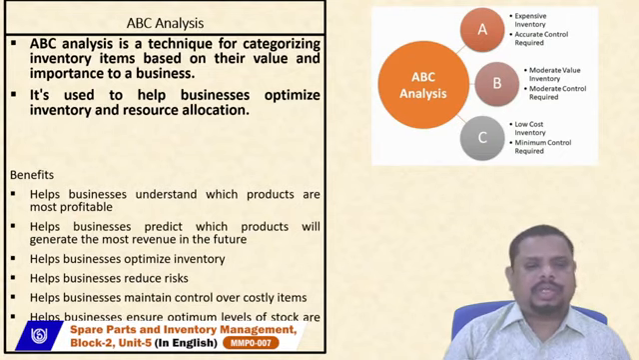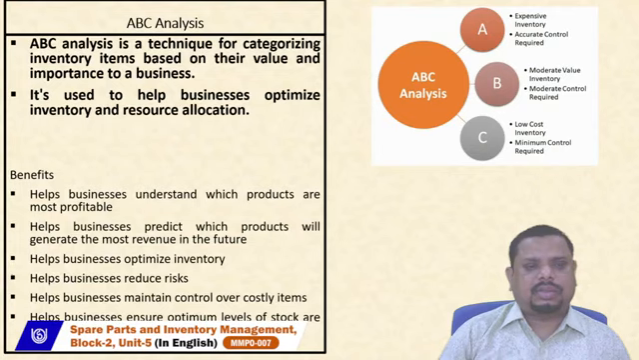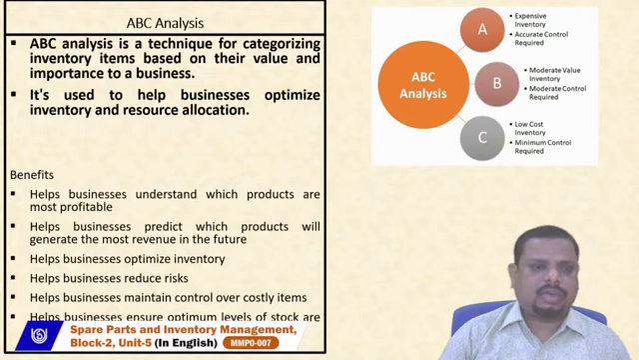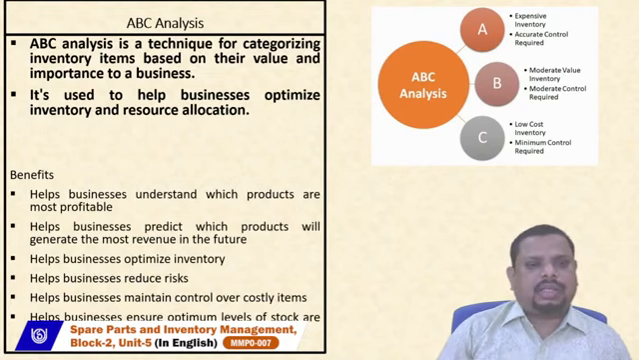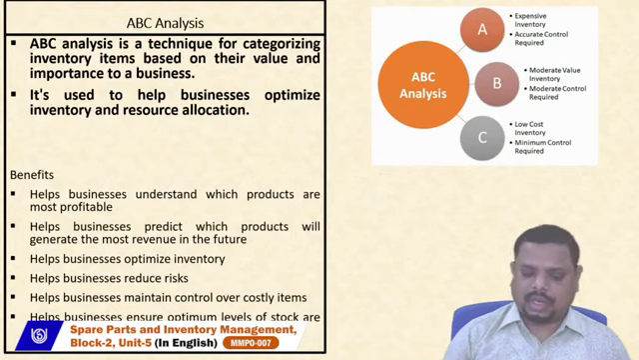The next is that it helps the business reduce risks. If you already categorize into A, B, C, then fewer risks will happen to the organization. The business maintains control over the costly items. And the last one is that it helps the business ensure optimum levels of stock are maintained. So these are the key benefits of ABC analysis. In view of expensive items, moderate items and low cost items, they analyze the different categories of inventories, and it optimizes the inventory as well as the resource allocation inside organizations.